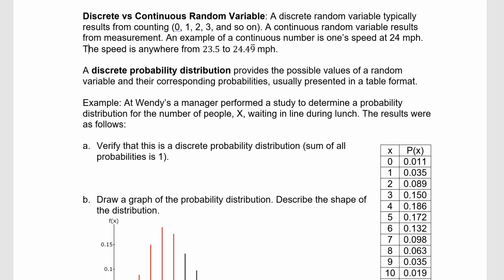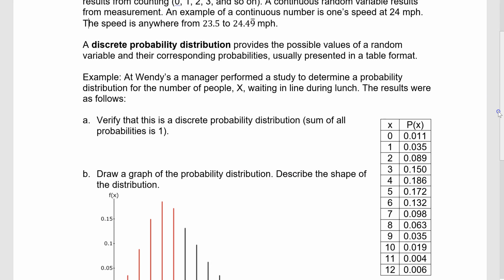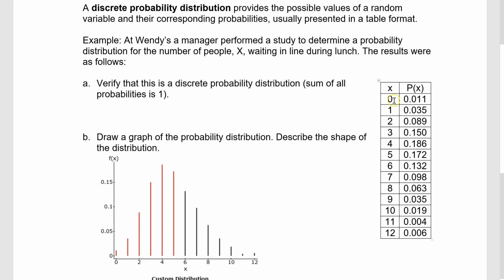So let's now take a look at discrete probability distributions. The example I have is at Wendy's, a manager performed a study to determine a probability distribution for the number of people, X, waiting in line during lunch. The results were as follows. So X is the variable, and it's a discrete variable. In this table, we can see that there were anywhere from 0 to 12 people in a line.